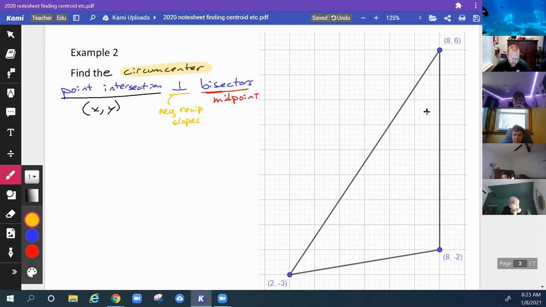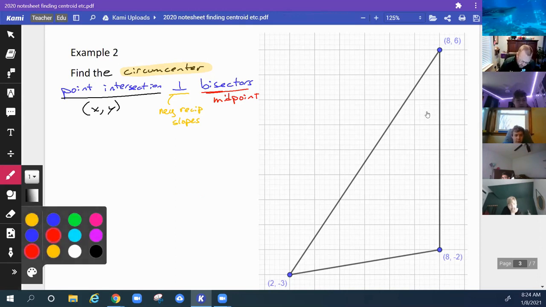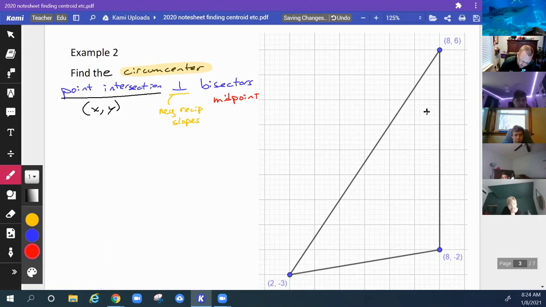The point of intersection, so I have to find a point (x, y), and then I'm finding the perpendicular bisectors. So I need to find some midpoints again, because I'm going to be perpendicular through those midpoints. Hopefully everything I have written is sinking in. It's not anything too new, but we're going to go through and find some midpoints, like we did in the last equation.